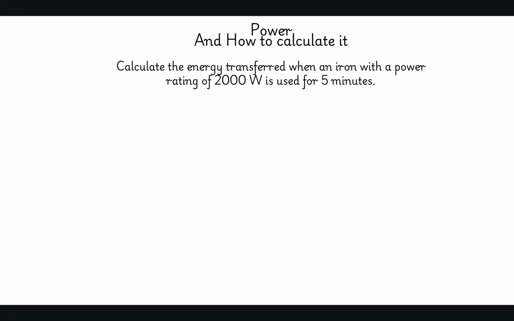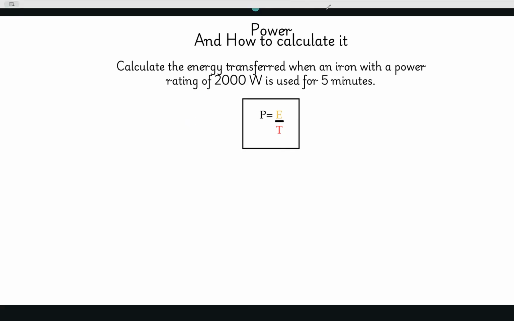So here you need to work out the energy transferred when an iron with a power rating of 2000 is used for 5 minutes. So straight away, because we know the time, and this is to do with an electrical appliance, we're going to use power equals energy over time. And here we're working out the energy transferred. So we need to rearrange it. So here we're going to do energy is equal to power multiplied by time.